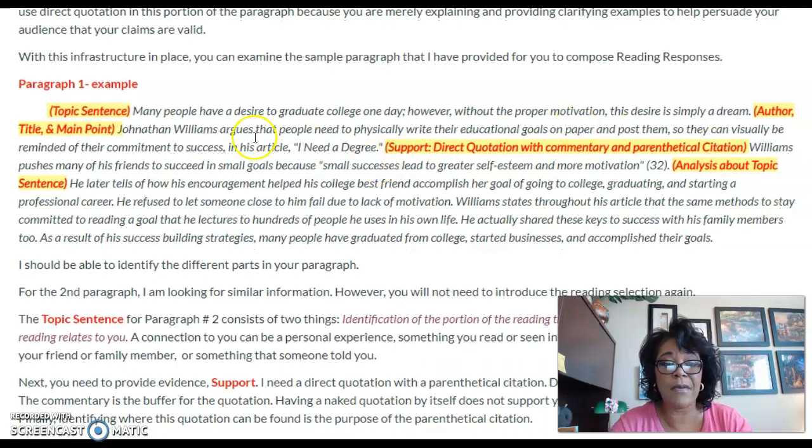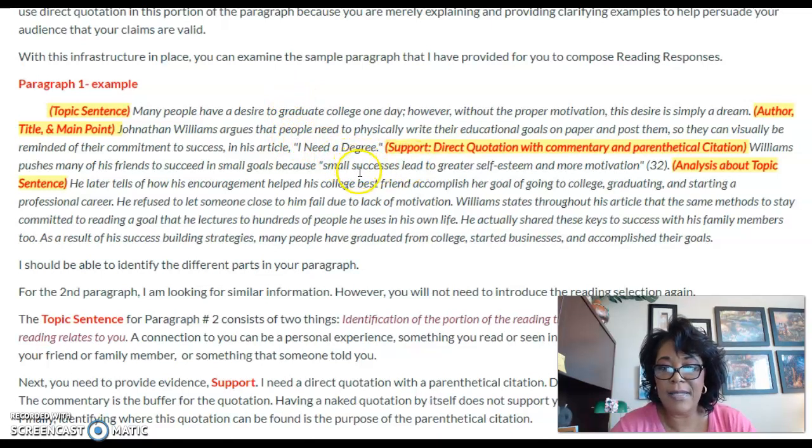As you can see, in paragraph number 1, we have a topic sentence. Many people have a desire to graduate college one day. However, without the proper motivation, this desire is simply a dream. So this tells me what we're going to be talking about. Sentence number 2, author. And then I've identified the author's name. I've identified the main point. I've identified the title of the work. And that's what I need you to do.